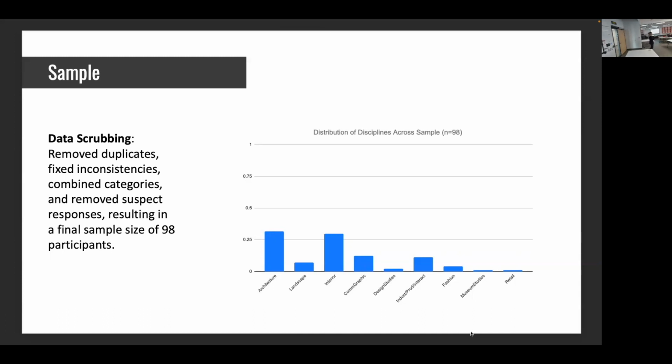Basically opened up the survey, didn't care, no value, so you're out. So I ended up with the distribution across disciplines. I basically had to cluster some.